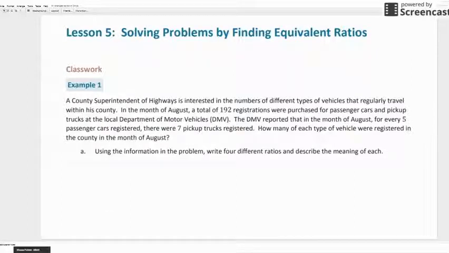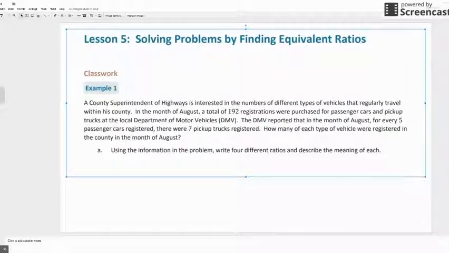Remember, this is math class, so we're probably looking for some numbers to use. So let's go ahead and underline some important pieces. First, the total registrations. That would be an important piece of information. Also, the fact that we're talking about cars and trucks. Department of Motor Vehicles, that might be important. So let's just underline that, keep that in mind, and continue reading through it.